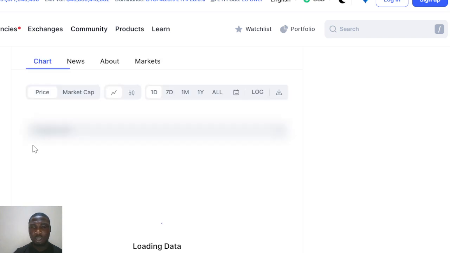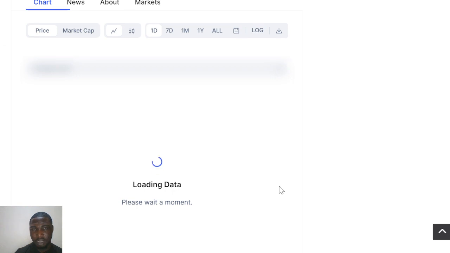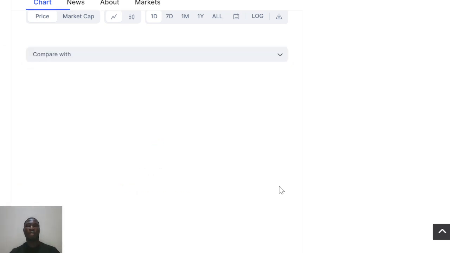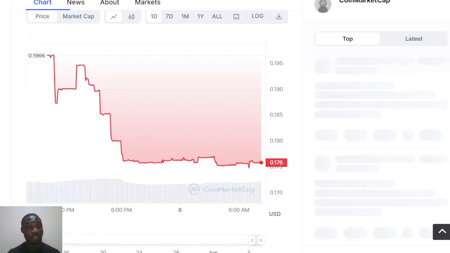Okay, now I'm going to CoinMarketCap right now. And I do tell people that before you go to any project, you have to check CoinMarketCap. Check: is this token that I'm looking at investing in on CoinMarketCap? And if it is, what is CoinMarketCap currently saying concerning this project?